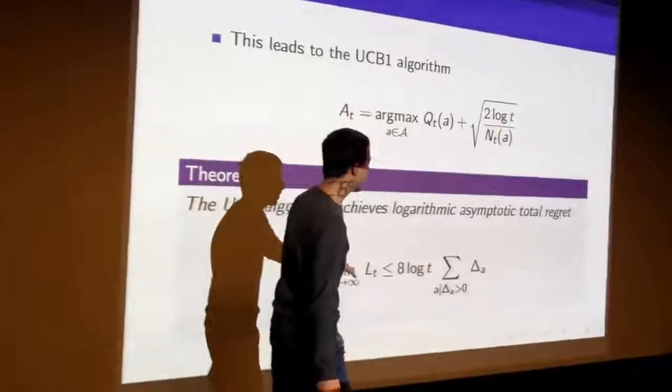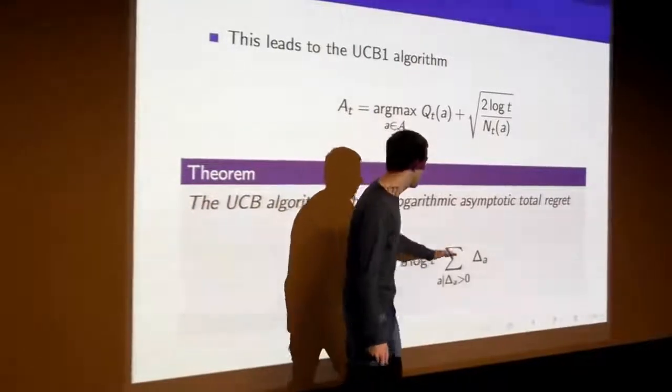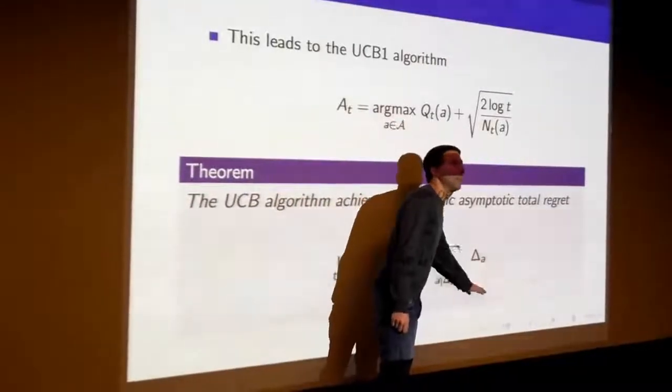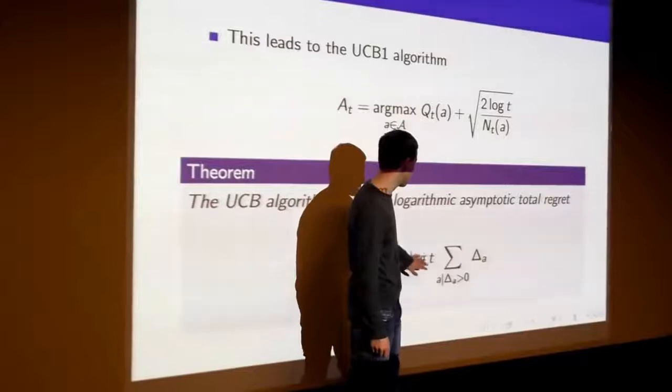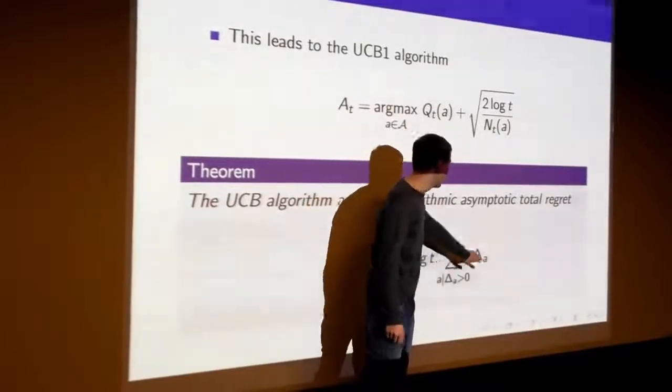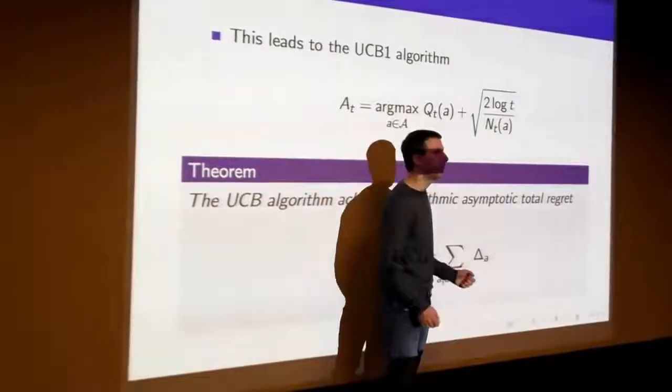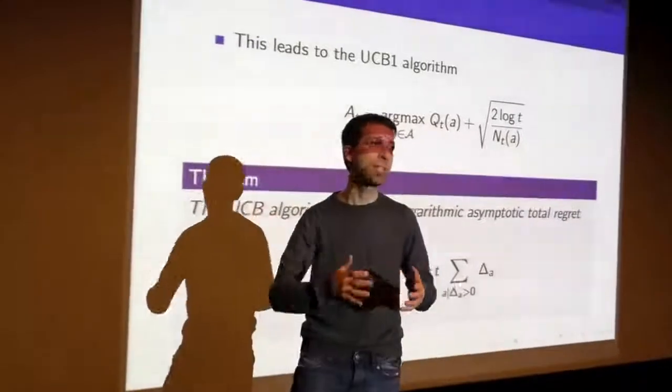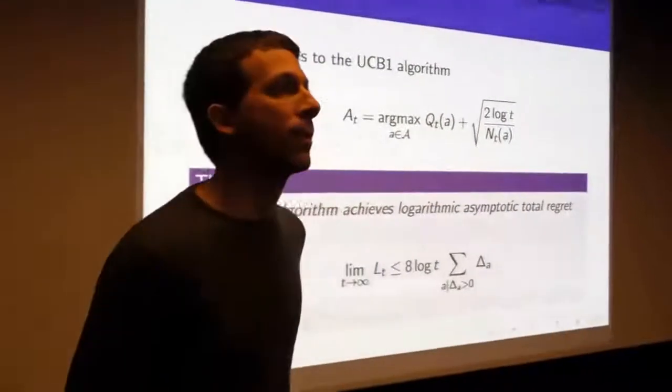And this actually then achieves this logarithmic asymptotic total regret. So it looks a lot like the lower bound, except we've lost one of the two terms. We don't have the KL term in there. But we do have the logarithmic dependence in terms of the number of steps. It takes account of the action gap, but it doesn't know about the distribution, so it doesn't have this KL term in there.